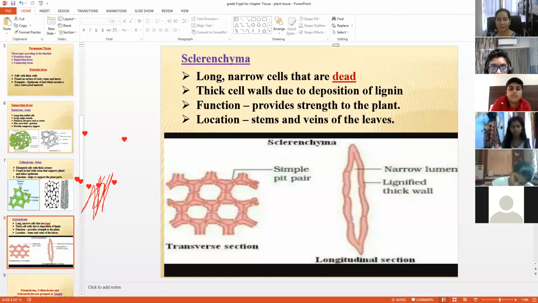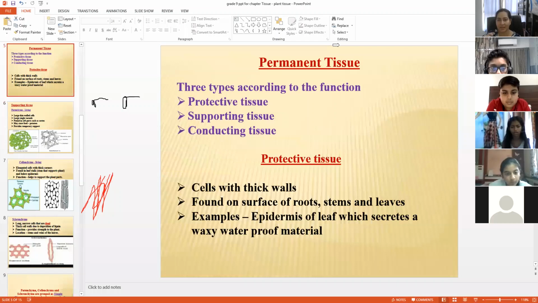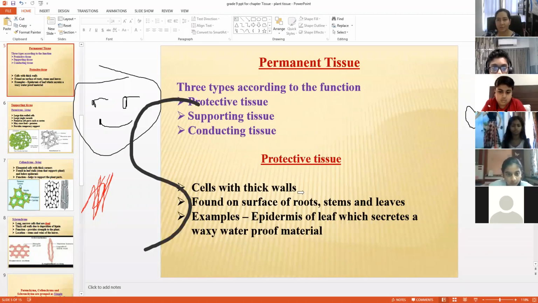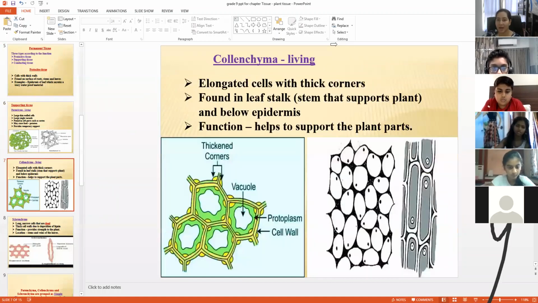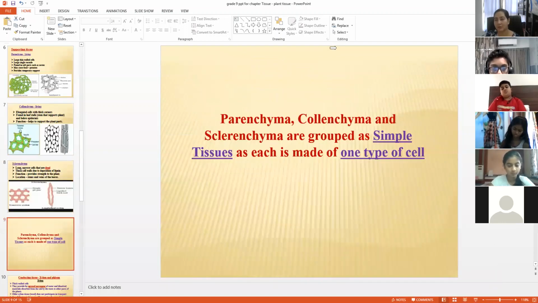Okay. So students, let us just revise. Permanent tissue is made up of three types: protective, supportive, and conductive. The protective is just the epidermis of the leaf. In the supportive, there are three types: parenchyma, sclerenchyma, and collenchyma. Okay.